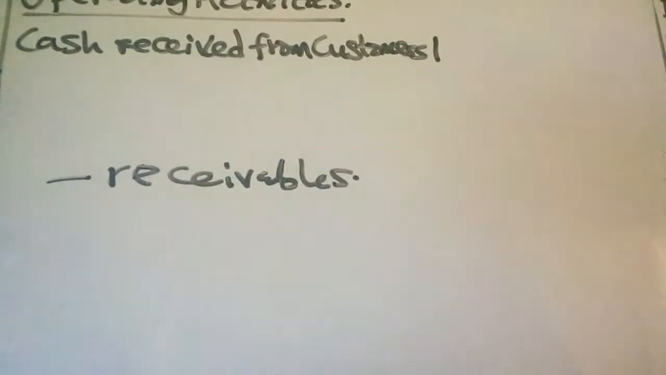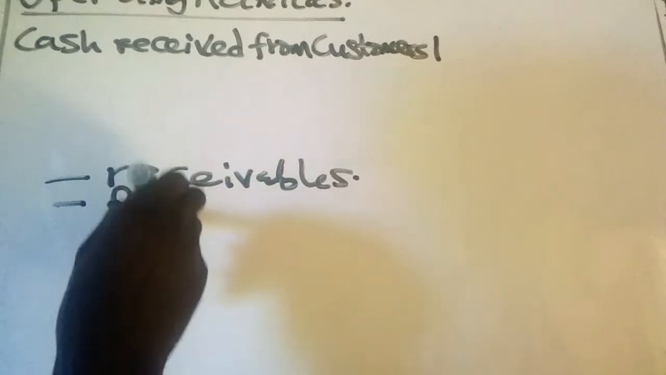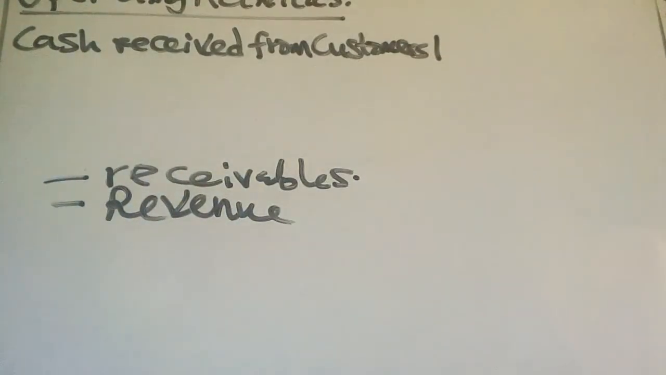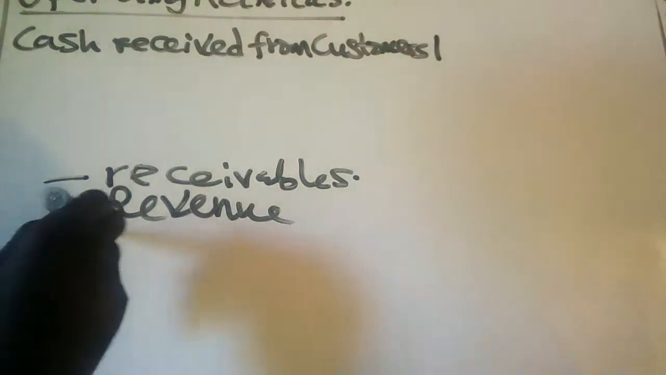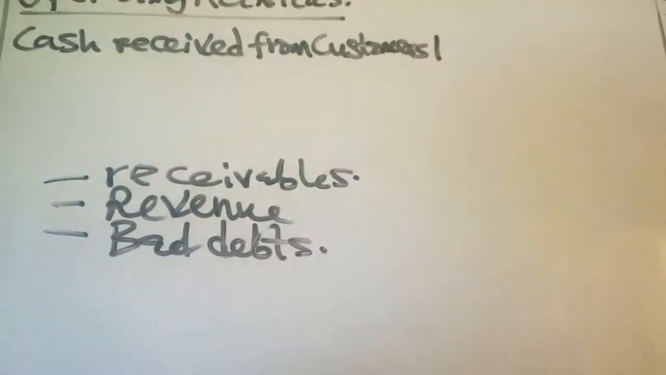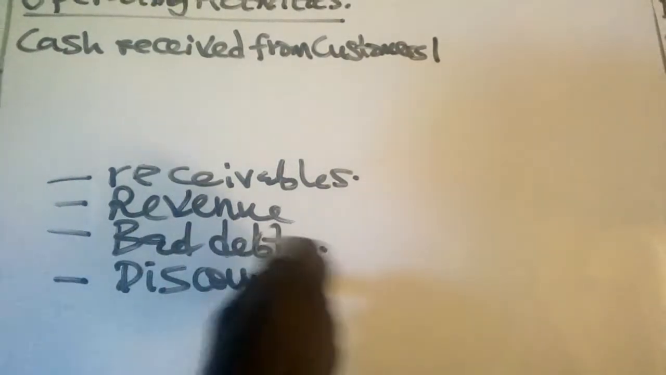Receivables will be found in the statement of financial position under current assets. Then revenue has to do with the customers, and revenue will be found in the statement of profit or loss. Then you may have bad debts, if any, and you may equally have discount allowed.